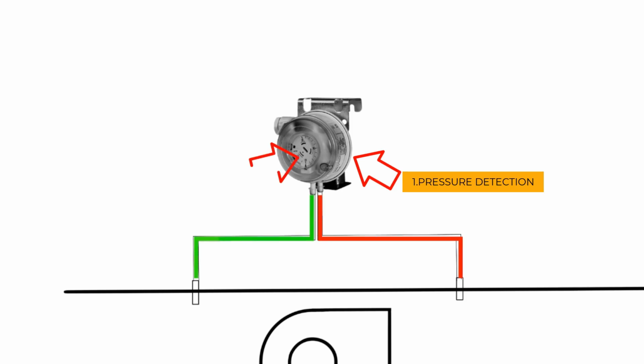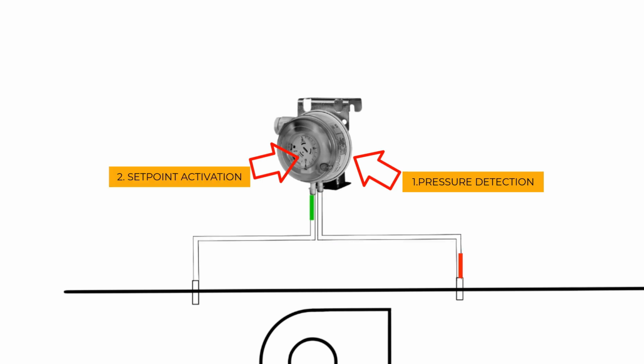Next comes setpoint activation. The diaphragm's movement is resisted by a pre-calibrated spring, which is set to trigger at a specific pressure, say 100 Pascal. As the air pressure rises, the diaphragm continues to press against the spring. The moment pressure surpasses the threshold, the diaphragm overcomes the spring resistance, marking a crucial transition point.